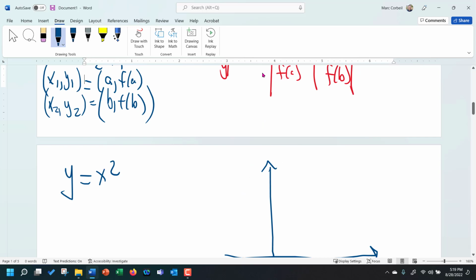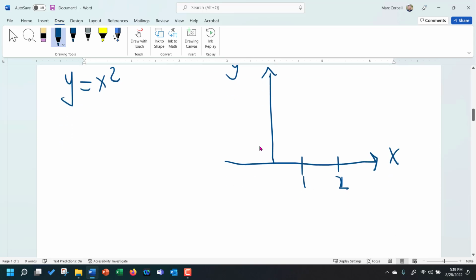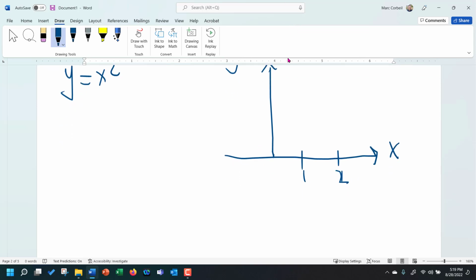There we go. Try not to get our pen to be all sticky again. So x and y, I can do 1 and 2 here. And x squared is really easy. So x squared will look like that. This value here is 1. This value here is 4.